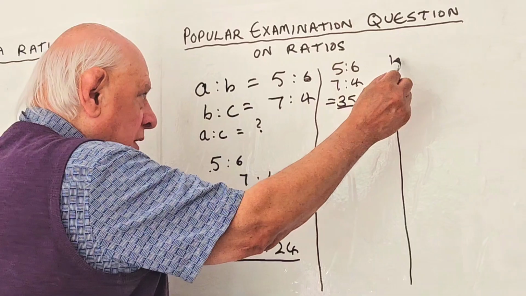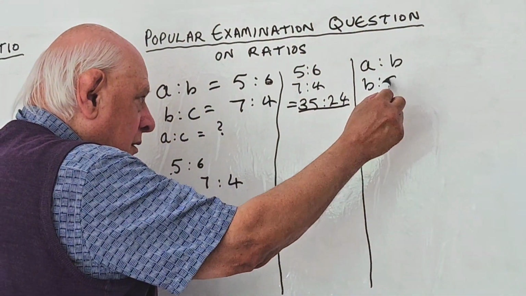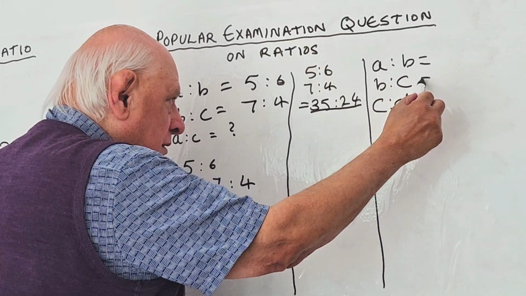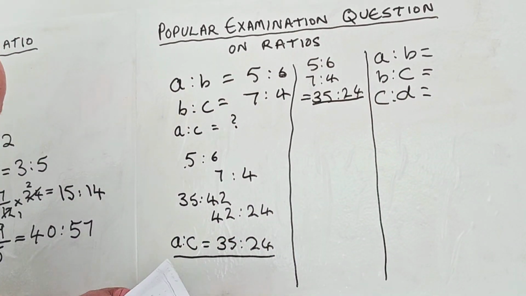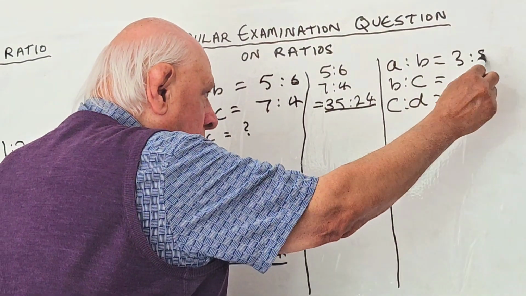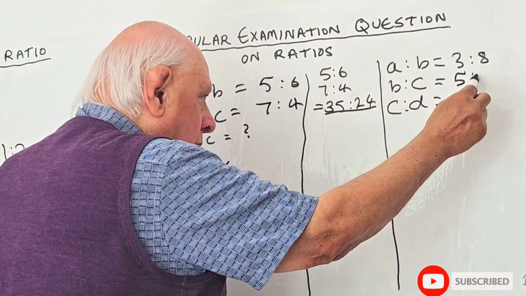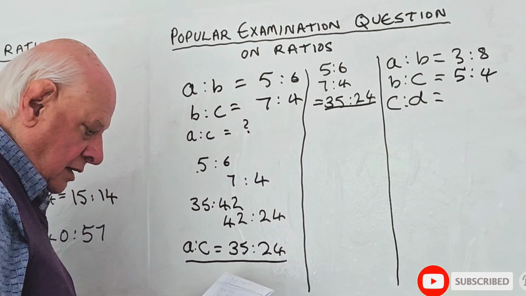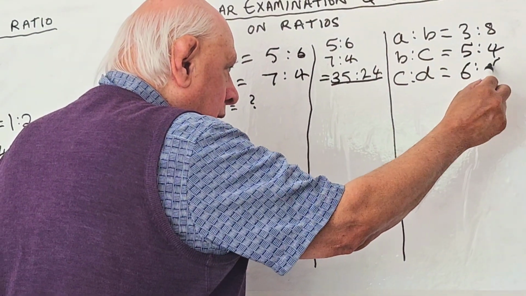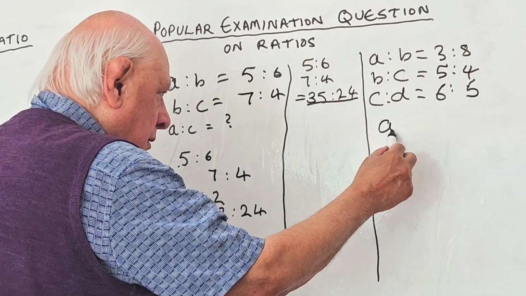So let's say A to B is something, B to C is something, and C to D, which I'll write down in just a moment. Okay, so let's see, A to B is 3 to 8, B to C is 5 to 4, and C to D is 6 to 5. We want to know what the ratio A to D is.